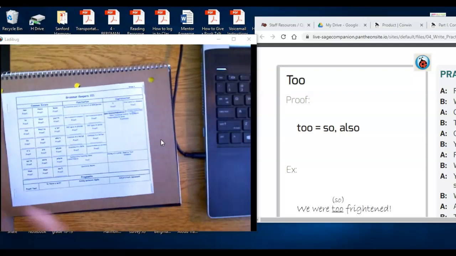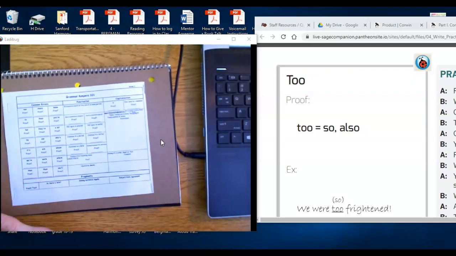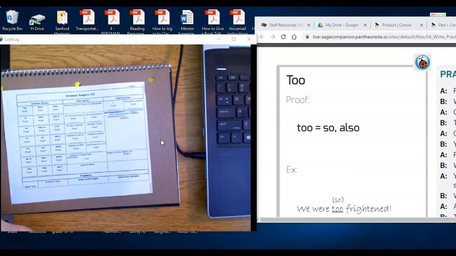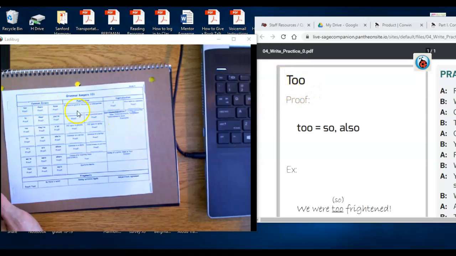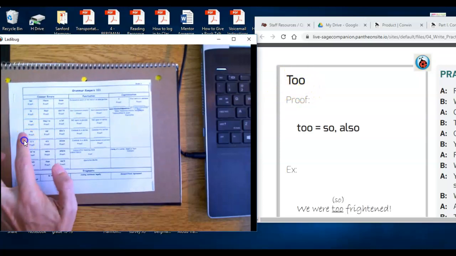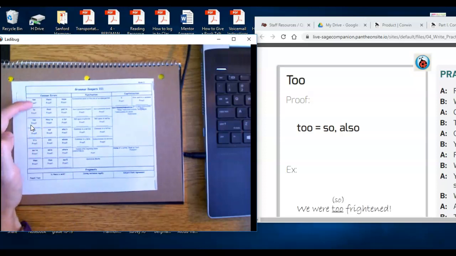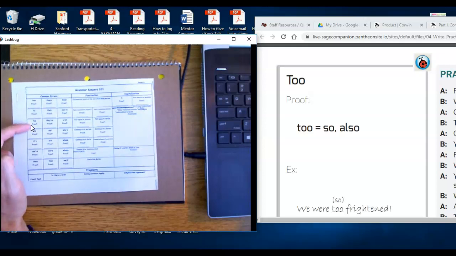If you had a printer available, you were able to print out your Grammar Keepers 101 tracking sheet. If you did not have a printer, please don't worry about it because we are going to record in one more spot. So if you do have your tracking sheet, find the word to, which is the word we just proved. I know it's kind of tricky to see. To is the third one down. So I have TWO, TO, and then TOO. And on that line, it asks you to write the proof.